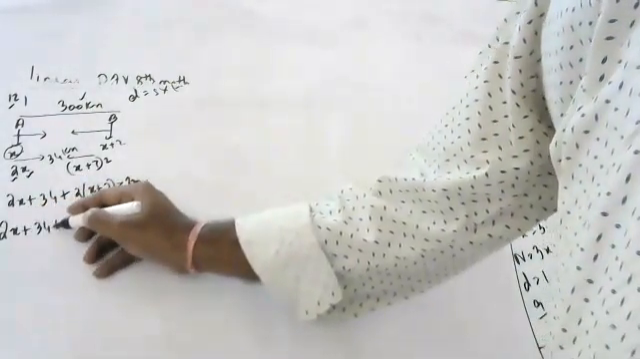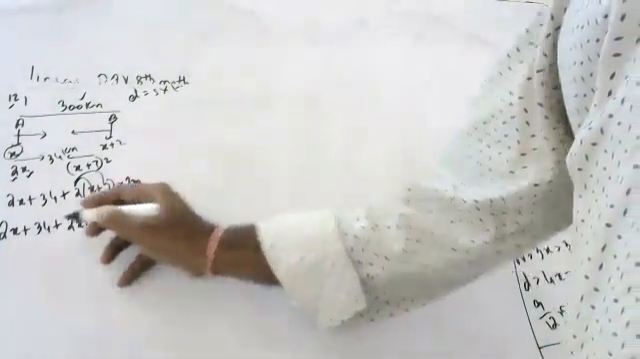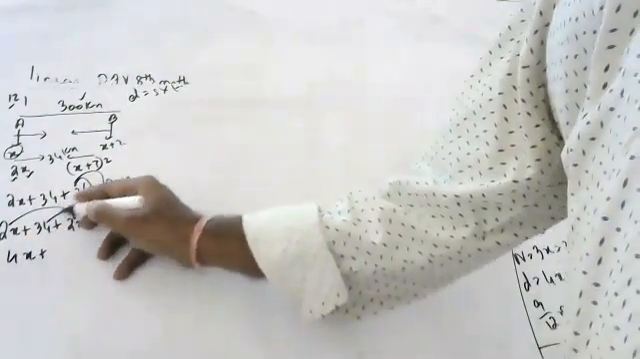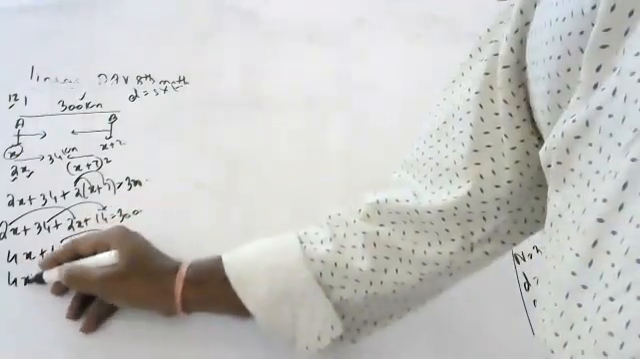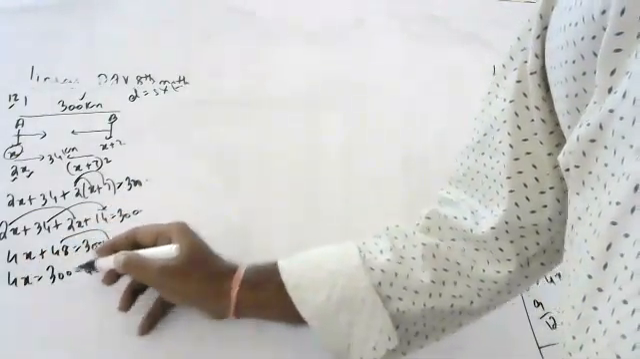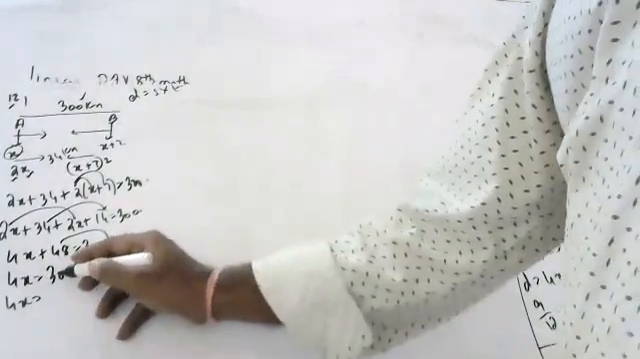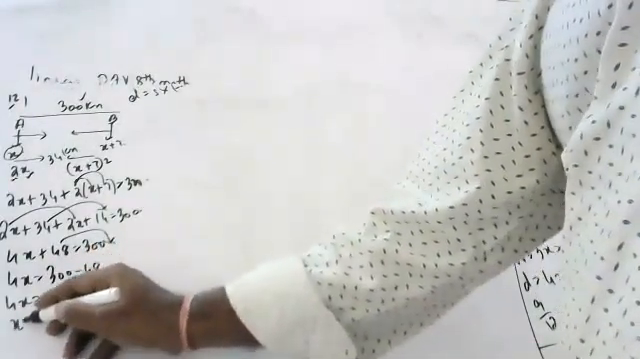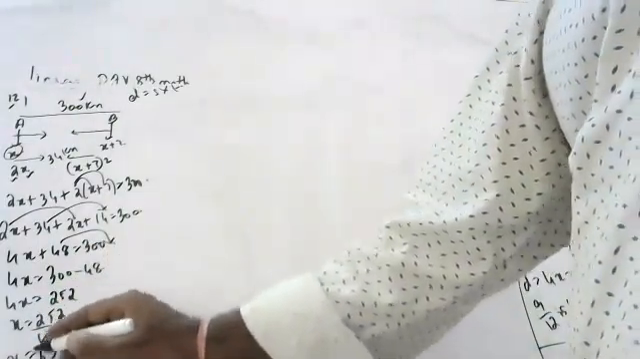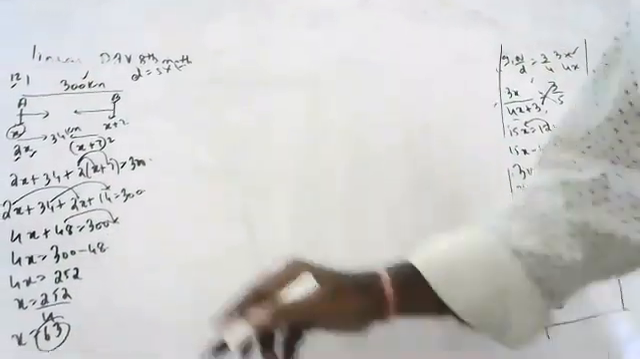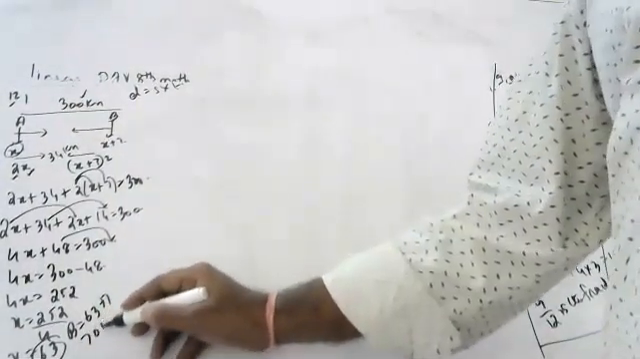2x plus 34 plus 2x plus 14 is equal to 300. 4x plus 48 is equal to 300. 4x is equal to 300 minus 48. 300 minus 48 is 252. x is equal to 252 by 4. 63 kmph is the speed of car A, and the speed of car B is 63 plus 7, that is 70 kmph.